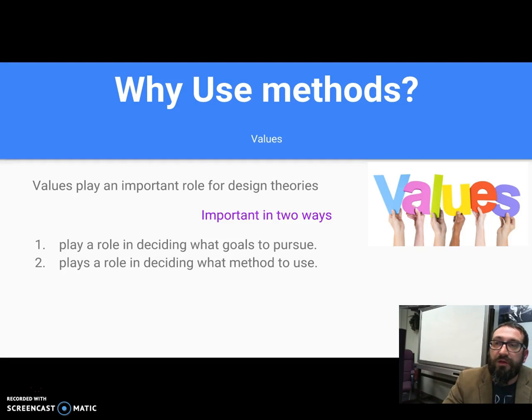Why use methods? Because we have values. Values play an important role for design theories. They play an important role in two ways. They help in deciding what goals to pursue, and they also play a role in deciding what methods or method to use.